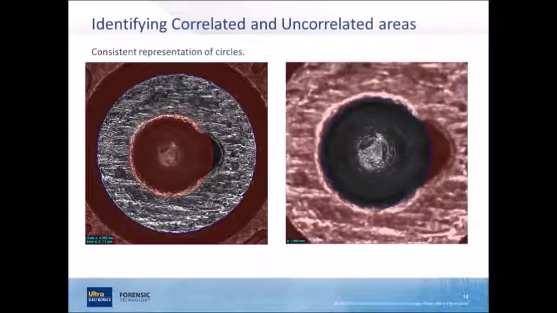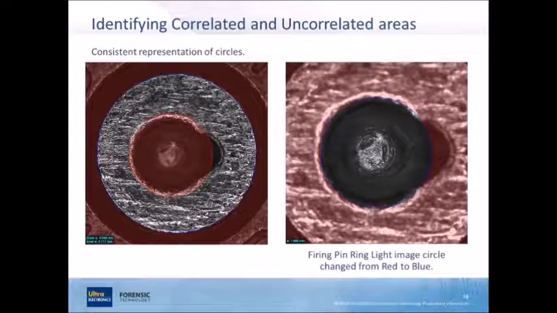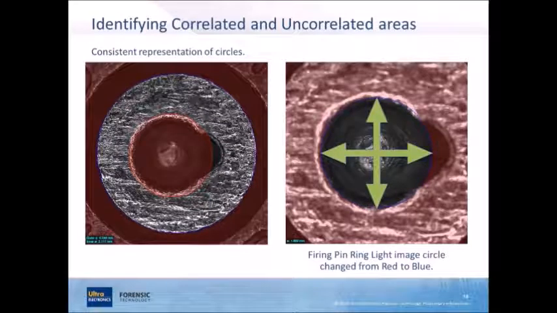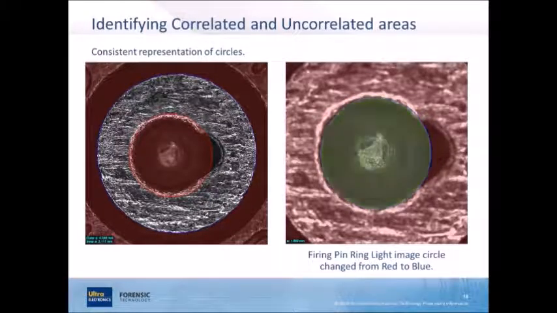On the firing pin ring light image, there's only one circle, and its color has been changed from red to blue. Inside this circle is correlated as the firing pin region of interest. Now, there was some confusion in the past that the inner circle of the breech face image was the same as the firing pin circle, which was never the case. And now that they are no longer the same color, this should help remove the confusion.